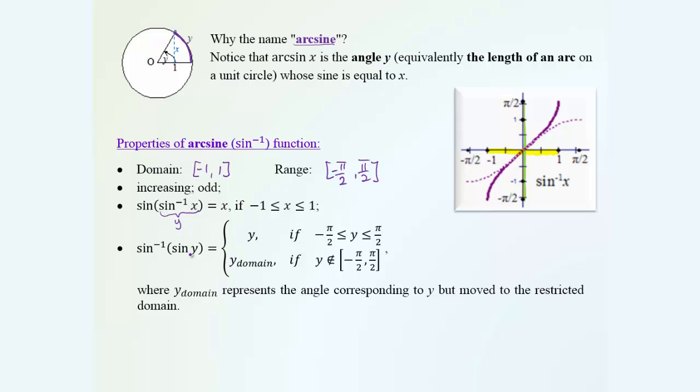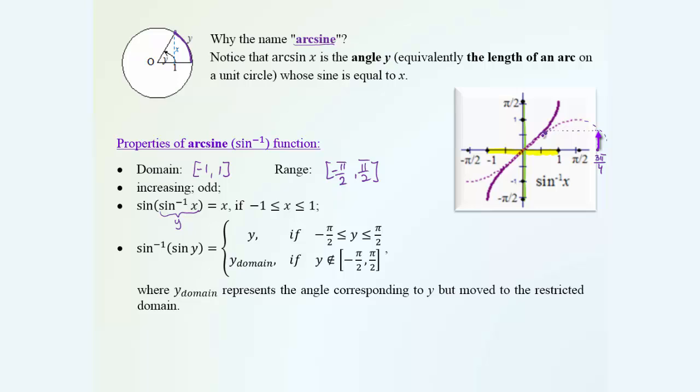We have identity. However, if our angle is not from the restricted domain but somewhere farther, for example, if I extend my sine function somewhere here, and if I take an angle 3π/4, then the value of it is √2/2.